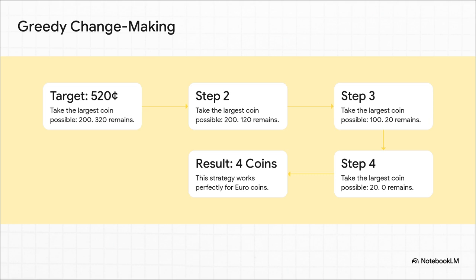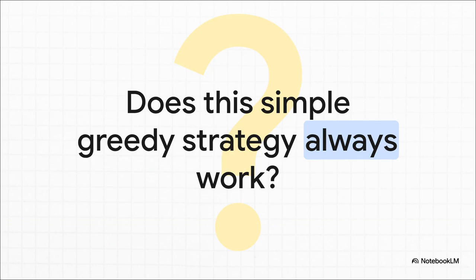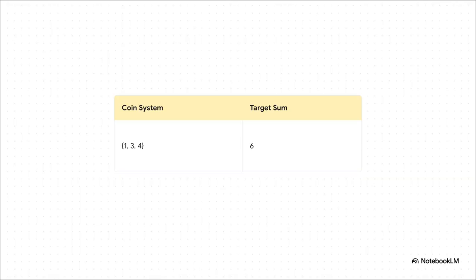It works. And this is so important for any exam or interview, you can't just stop there. You can't just assume this simple strategy is always correct. You have to ask this question. Does it work because the strategy is brilliant, or did we just get lucky with this particular set of coins? So let's throw a little wrench in the works. Let's imagine a brand new, kind of weird coin system where the coins are worth 1, 3, and 4. And our target is to make change for 6.